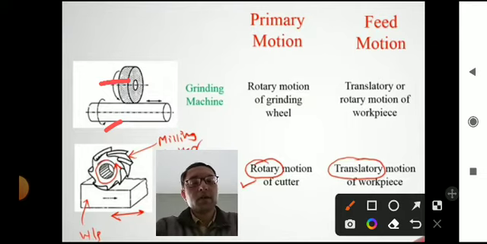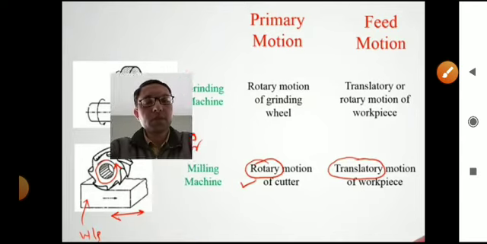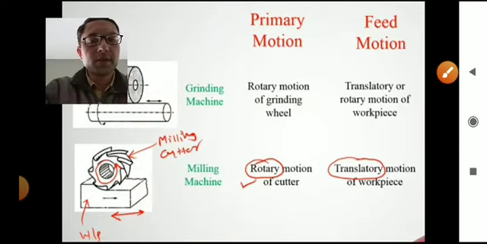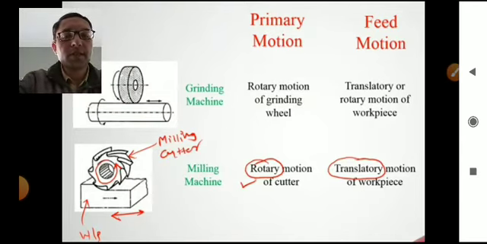Okay. Now if we see, there is a third machine, that is a milling machine. If we consider the milling machine, there is a rotary motion, a primary motion that is coming on the milling cutter. Milling machines are generally used to remove the workpiece in the form of chips. So in that we use the milling cutter to remove the chips from the workpiece.